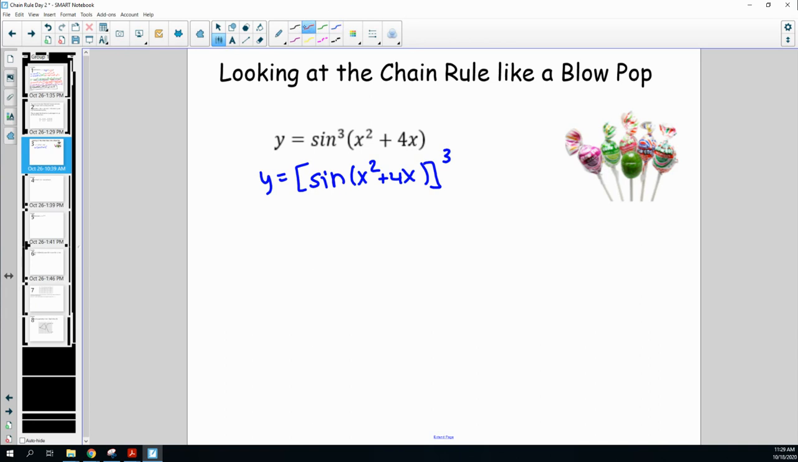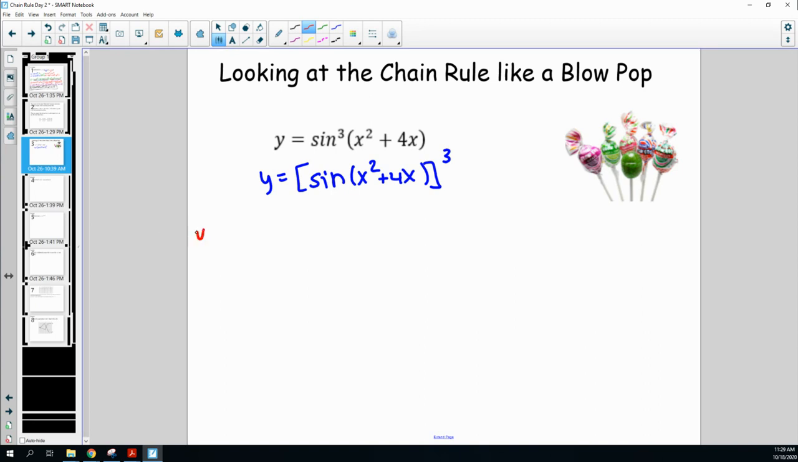So I want to look for my wrapper, in this case the outermost function. My outermost function is something to the third. Then the next inside piece, which would be the lollipop, would be the sine of something. And then the gum, the innermost piece, would be the x squared plus 4x. So you're always going from the outside in.